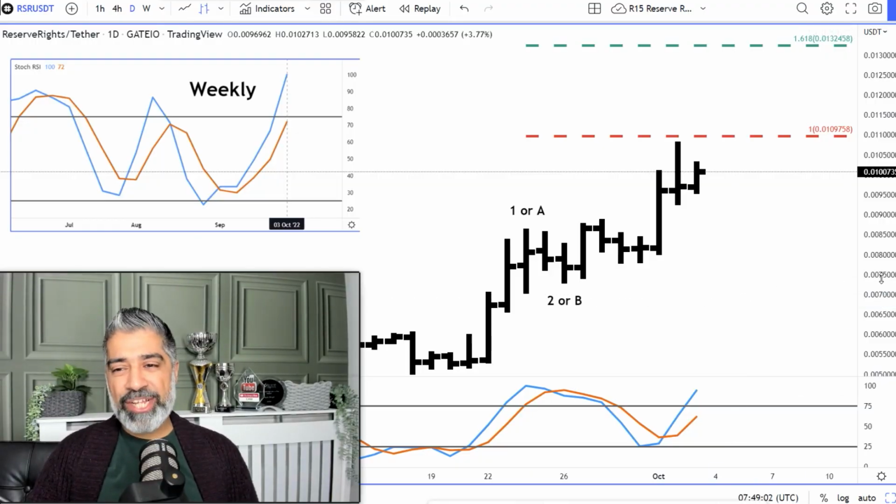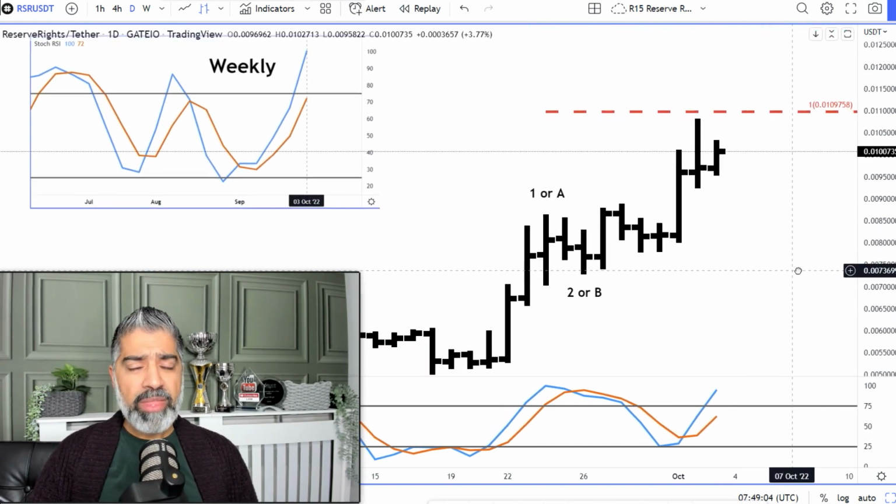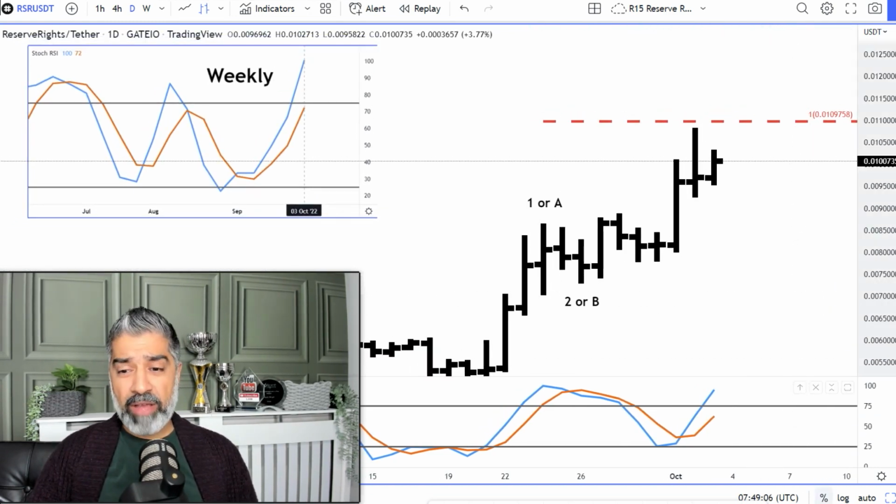We're going to dive into a cryptocurrency called reserve rights, but what we're going to cover applies to all markets and all time frames. So let's dive straight in. So this is a daily chart with reserve rights. And I got a few things on the chart, and I'm going to cover a bit of detail here.